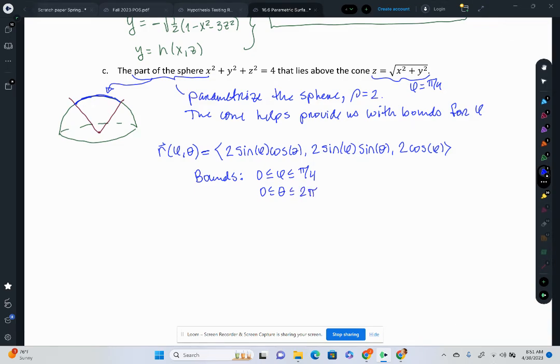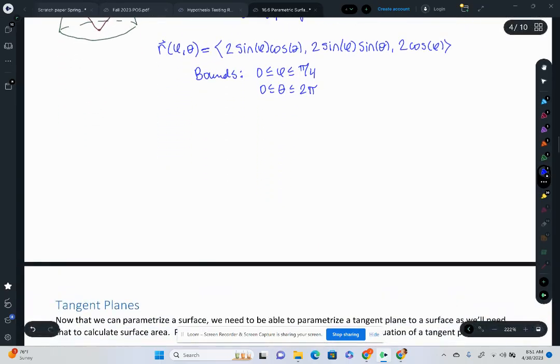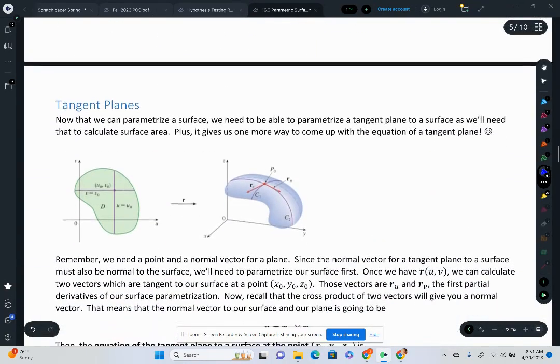All right, and that's it. Not too hard, but you do need to know these common parametrizations and what's fixed and what's not. Okay, the next topic is tangent planes.